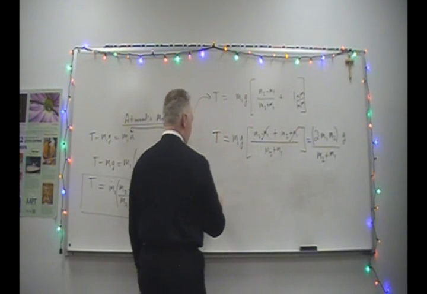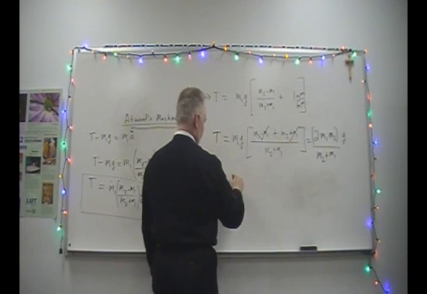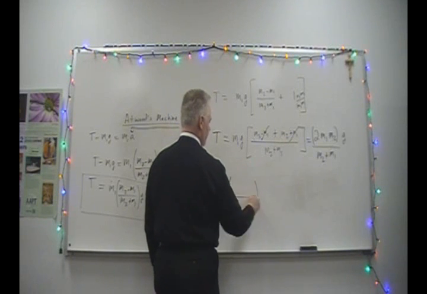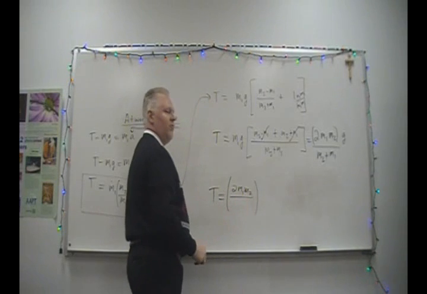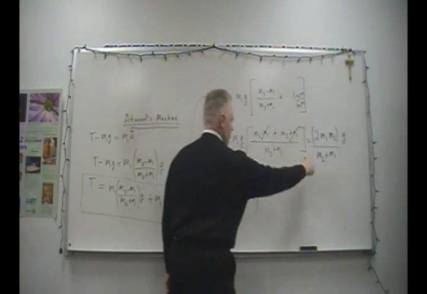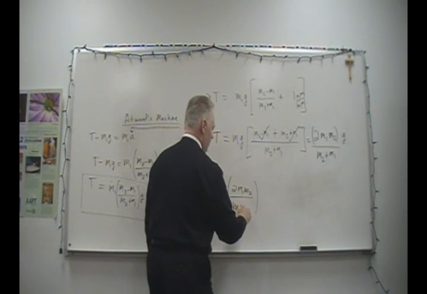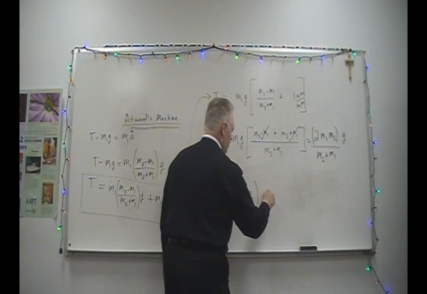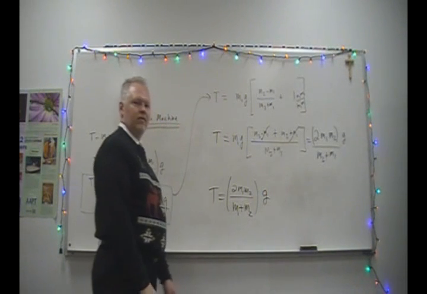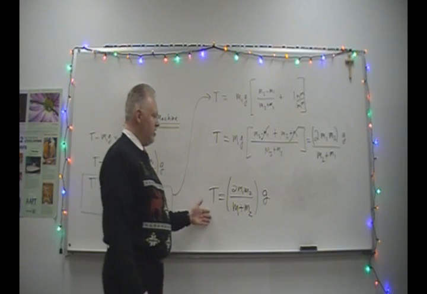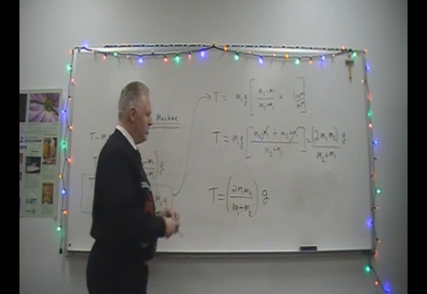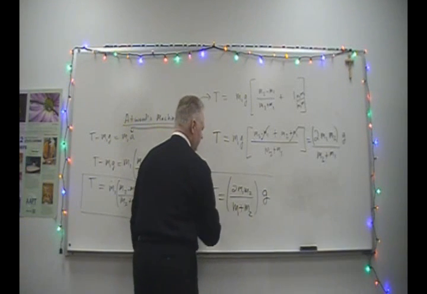Let's write that again. The tension simply equals the fraction of 2M1 times M2 over M1 plus M2. I'll switch those around, it's easier to say. And that's multiplied by G. So just like the acceleration was a fraction of G, the tension is a fraction of G. And this is a nice, useful formula.